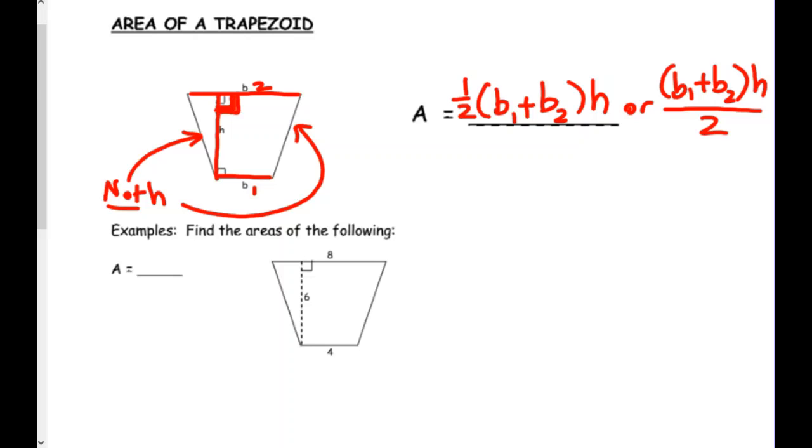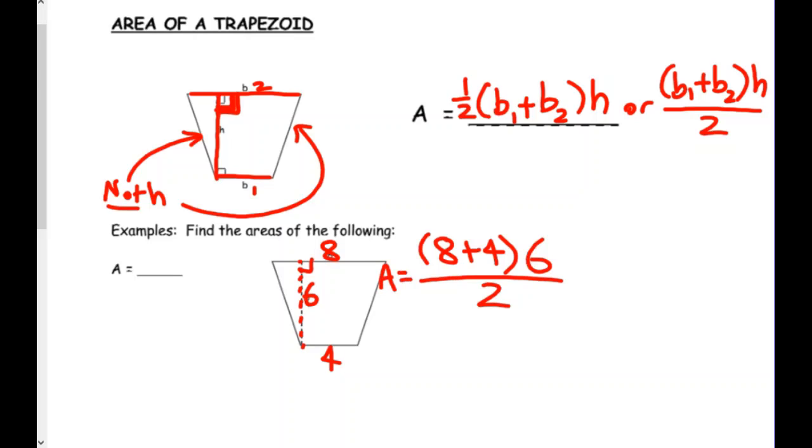Okay? So let's look at this example right here. Area of this trapezoid. So base 1 plus base 2. So my base 1 is 8. My base 2 is 4. 8 plus 4 times the height. Now the height, you can see right here, clearly makes a right angle. That's 6. And then divided by 2. 8 plus 4 in parentheses times 6 divided by 2. Now let's type that in the calculator.